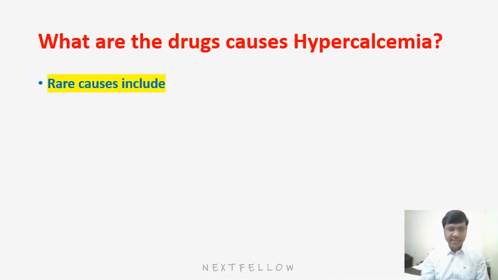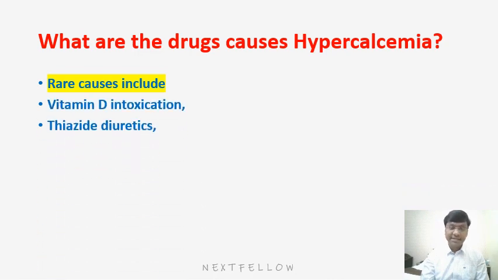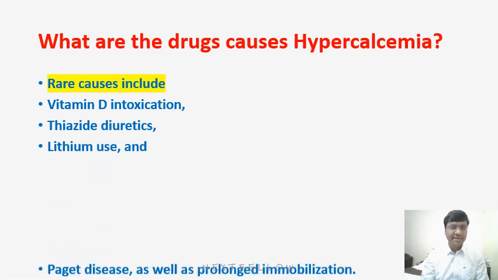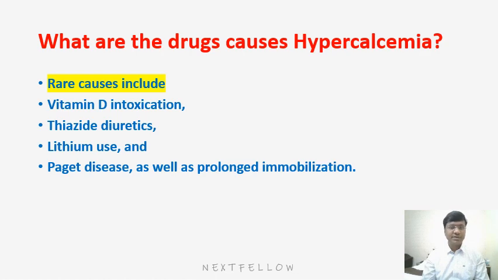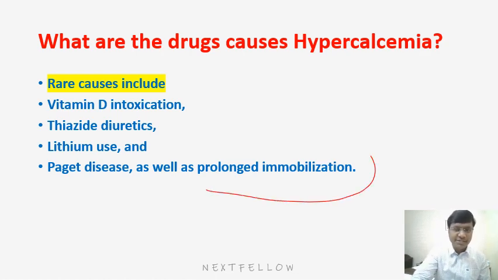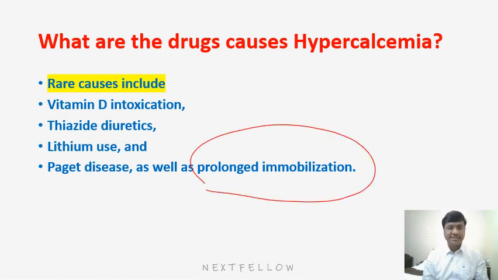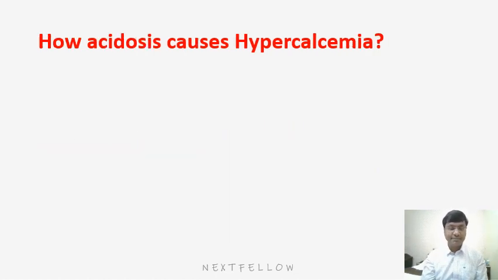Now, what are the drugs which will cause hypercalcemia? The rare causes include vitamin D intoxication, thiazide diuretics, lithium use, Paget's disease, as well as prolonged immobilization. Lithium is the drug used in the treatment of bipolar disorder, and Paget's disease is a disorder of the bone. So vitamin D intoxication, thiazide diuretics, and lithium use will cause hypercalcemia.